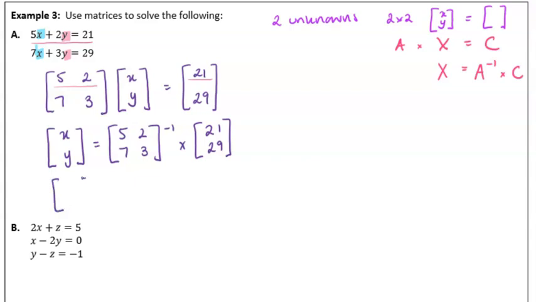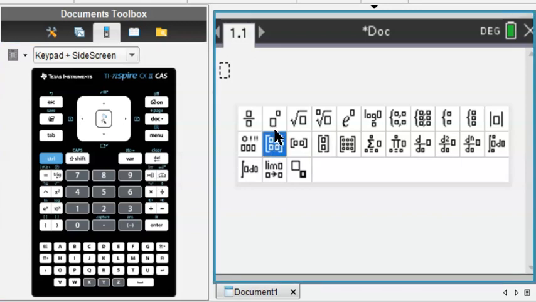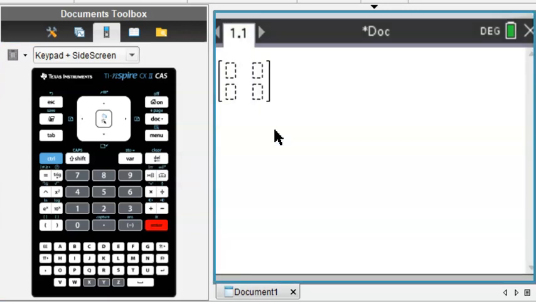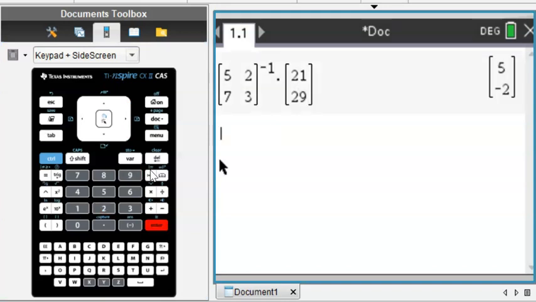And so when we put in our answer, we will be able to get an equivalent matrix for x and y. So let's put that in our calculator now. Okay, so putting our matrix in, firstly, remember we can go into this little shortcut to get our matrix templates up. We put in that first matrix, 5, 2, 7, 3, and I put that to the power of -1. So I get the inverse times my answer matrix, so my column 21 and 29, and when I press enter, I get the answer there, a column matrix, 5 and -2.